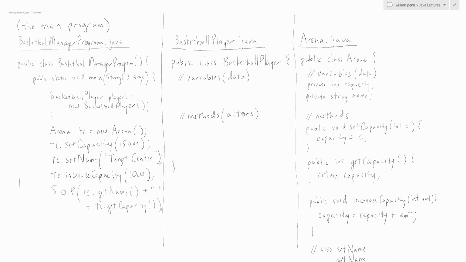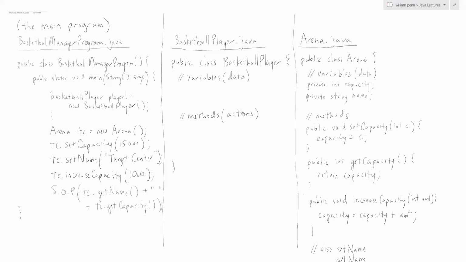Okay, so let's try to put this all together into a fully working program that uses classes and methods. This is just a little toy program. It doesn't do too much that's interesting, but hopefully it's simple enough that you get the idea of how you start putting all of these things together.